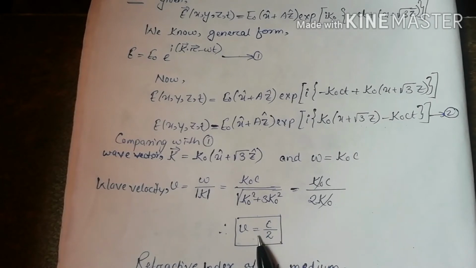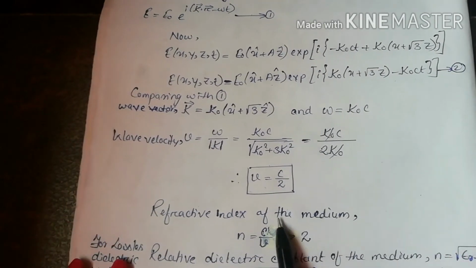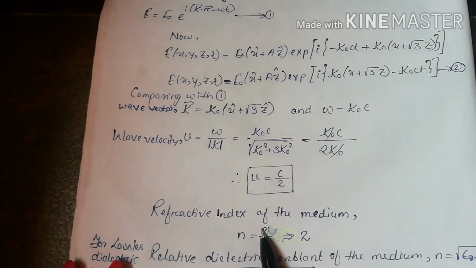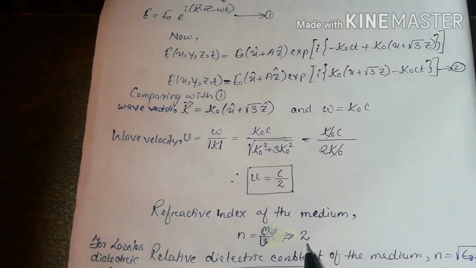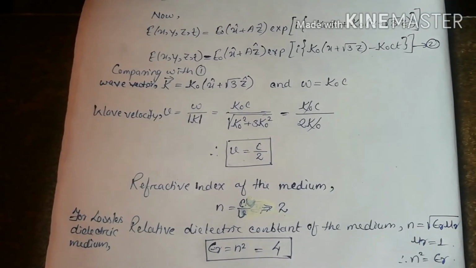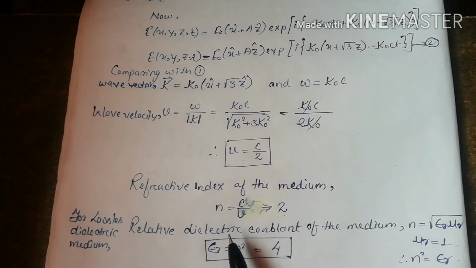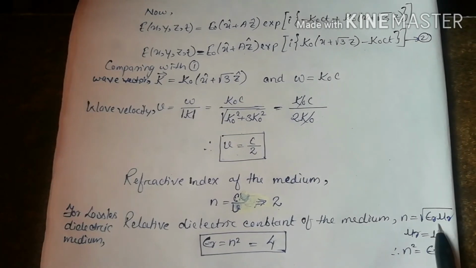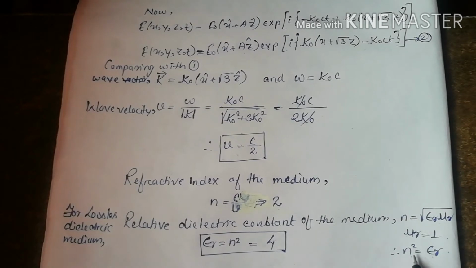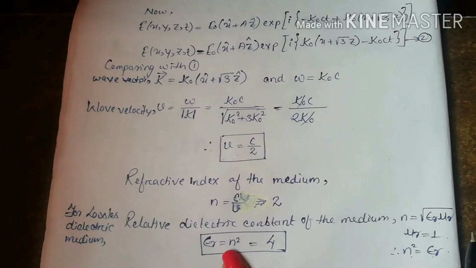Using this V, we can find the refractive index of the medium. N is equal to C by V. Here C is equal to twice V, so V and V cancel, and the refractive index of the medium is equal to 2. Now the dielectric constant of the medium has the formula N equal to root over epsilon R mu R. For a lossless dielectric medium, mu R is equal to 1. So finally N square will be equal to epsilon R, and epsilon R is what we wanted to find, the dielectric constant. N square is 2 square, which means we have 4.